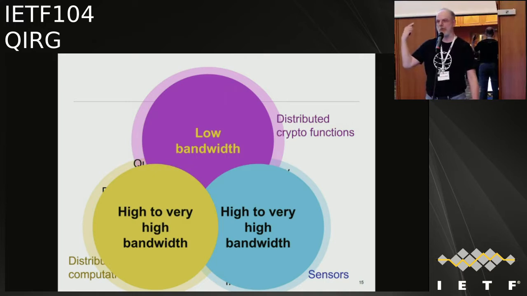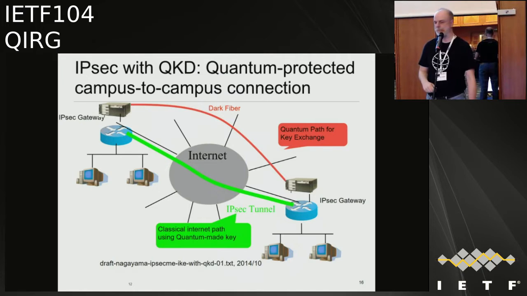But let me go through an example with each one of these categories and show you the kinds of things we want to do. This particular one goes back to an internet draft that Shota Nagayama, sitting over there, and I wrote back in 2014. We never finished getting this to RFC status, and since then it's been superseded by some other work that's happened in IPsec-ME. But the idea is to augment IPsec with keys that were generated using a quantum network, using quantum key devices.